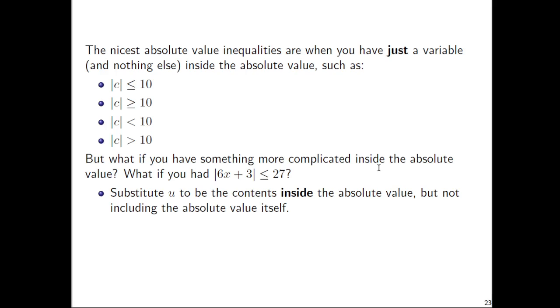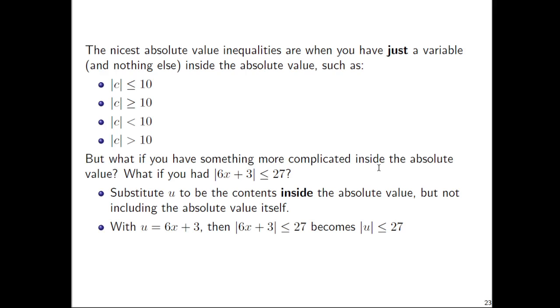Well, the nicest thing to do, so you don't have to deal with too many different thoughts all at once, is to substitute a new variable, let's call it u, to be the contents that's inside the absolute value. And I'm using this word inside very carefully. It's the stuff inside the absolute value, but not including the absolute value symbol itself. So in other words, like in the example we have here, if we said u is equal to 6x plus 3, then absolute value of 6x plus 3 less than or equal to 27 would become absolute value of u is less than or equal to 27.